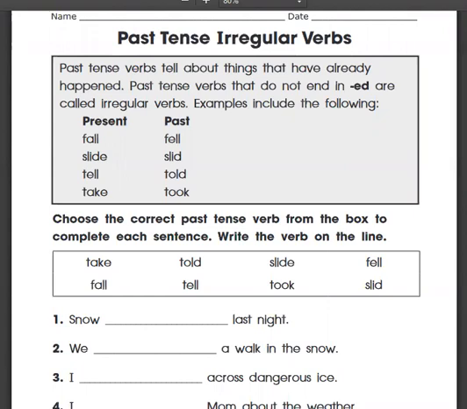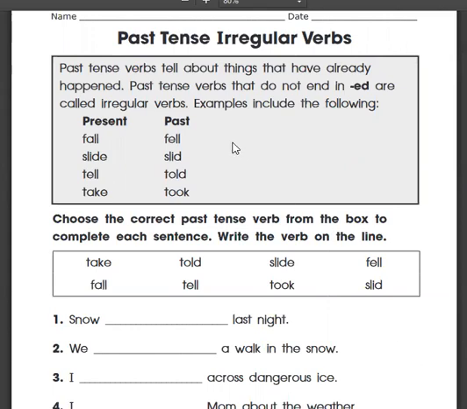Irregular means not the regular way. The regular way we make a past tense verb is to just add ed. So these are verbs that don't work that way. You don't add ed, you do something else. So they're irregular. Before you do this workbook page, I hope you've watched the videos that are on the choice board, at least one of them, to just get kind of a feel for the irregular verbs.